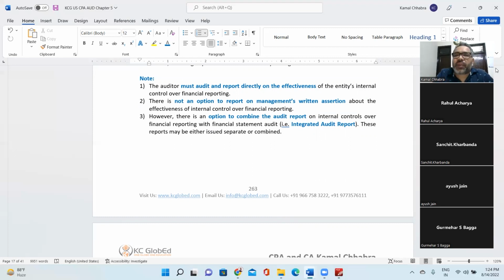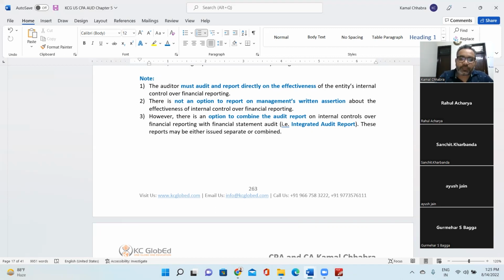Same way, what is a management representation letter? It's an acknowledgement of the management, but it will not prevent you from performing your audit procedure. It will not free you from performing your audit procedure. As an auditor, it is my responsibility to independently perform the audit procedure and obtain appropriate and sufficient evidence to give a basis for my opinion.